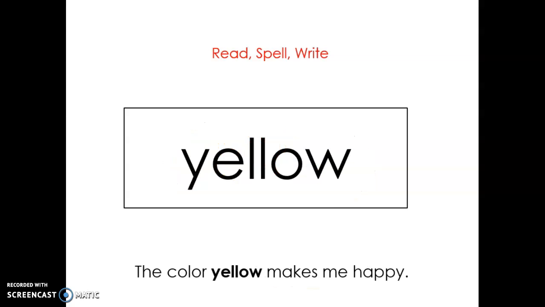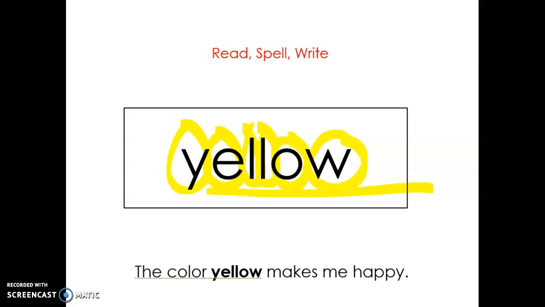Our next word is yellow. What's the word? Yellow. Spell it. Y-E-L-L-O-W. The color yellow makes me happy. Can you think of a sentence that has the word yellow?